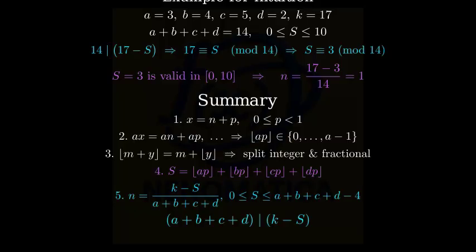Use the range 0 to a plus b plus c plus d minus 4, and the divisibility condition that a plus b plus c plus d divides k minus s to find valid n values. That is the core engine for these bracket or floor equations.